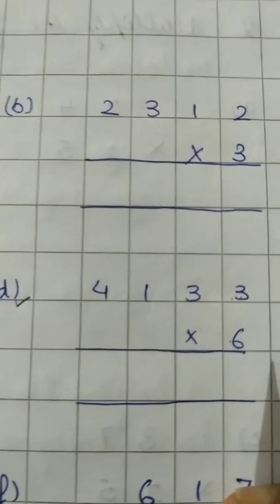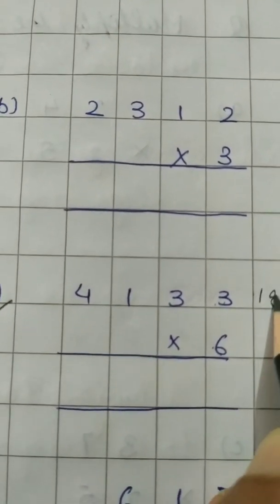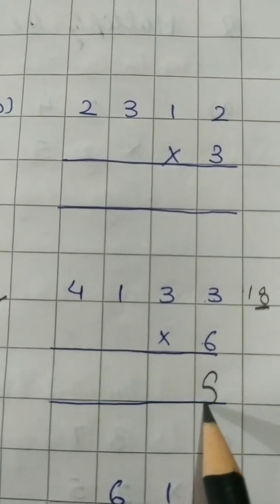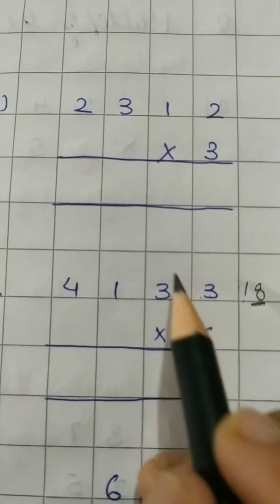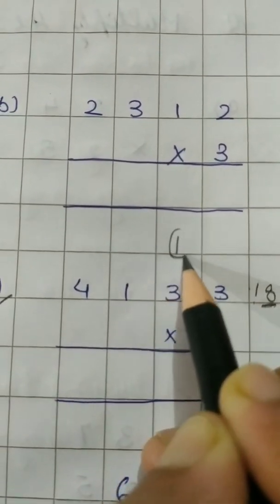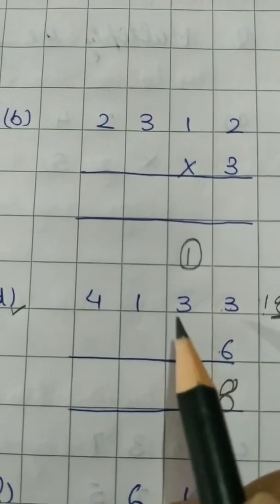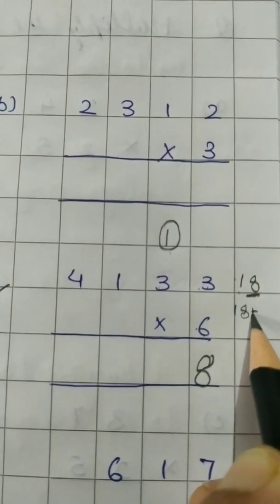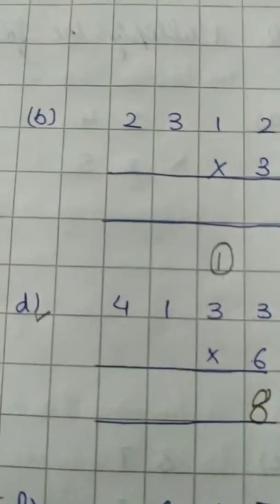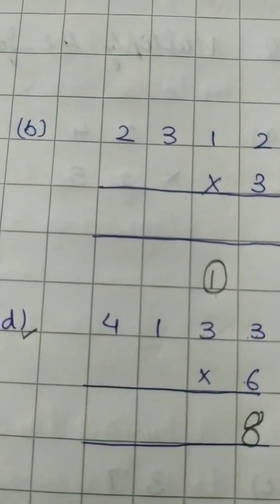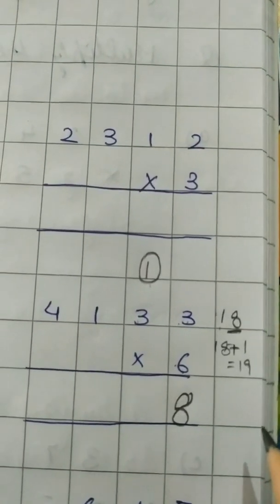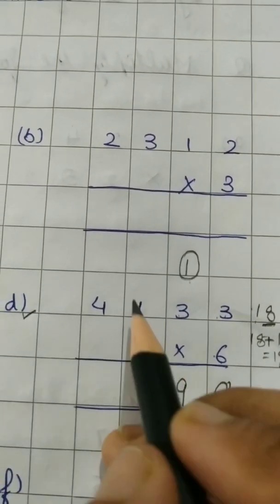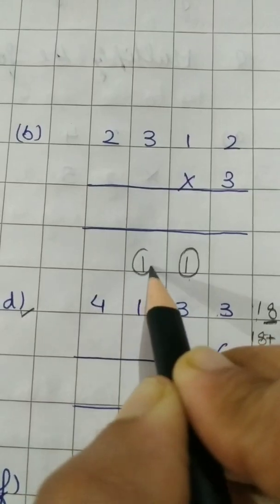6 threes are 18, which is a 2 digit number. So we are going to write this ones place in the ones column first, and then 1 will be carried to the next column. 6 threes are 18 again, plus 1. So we will write here 18 plus 1, which is equal to 19. Okay. Now 9 will write in this column and 1 will be carried to the next column.